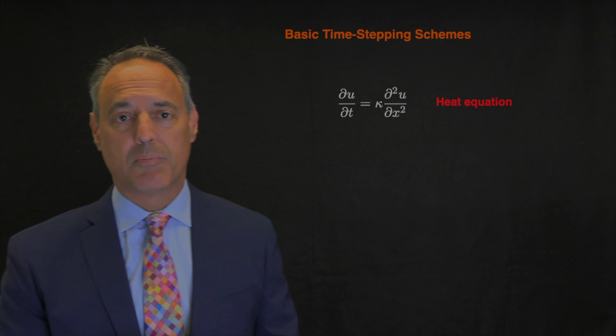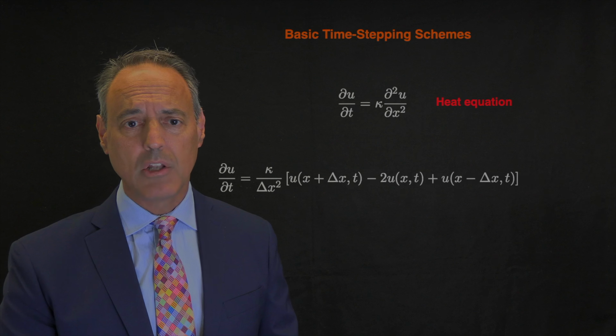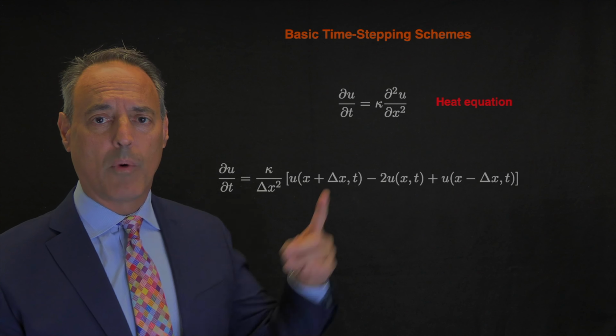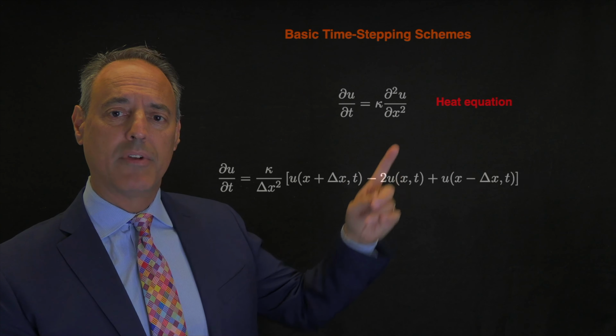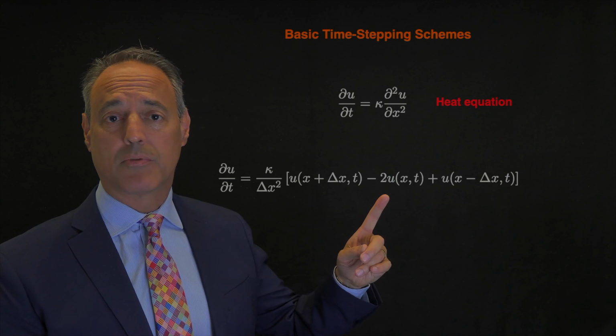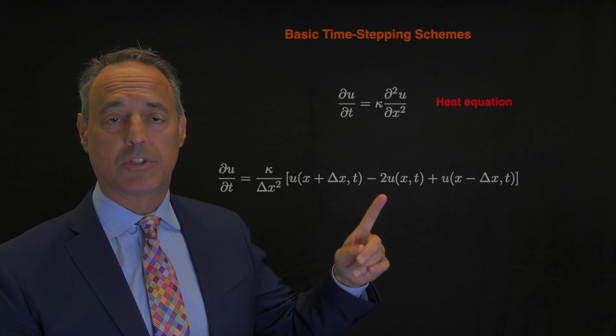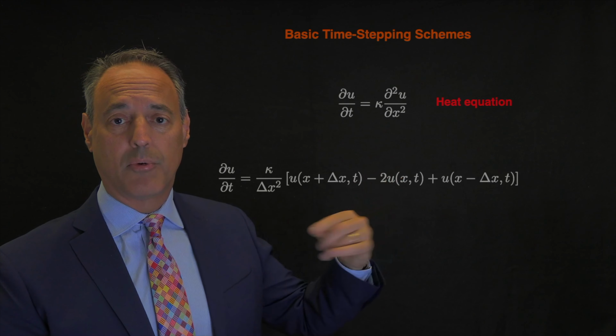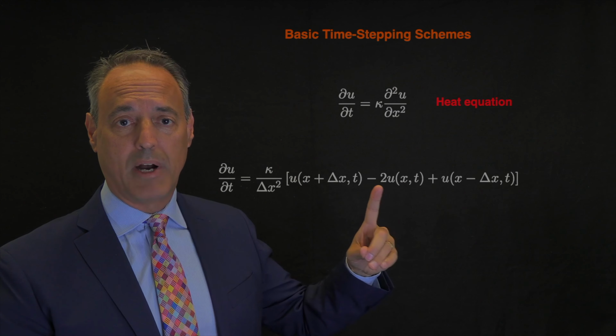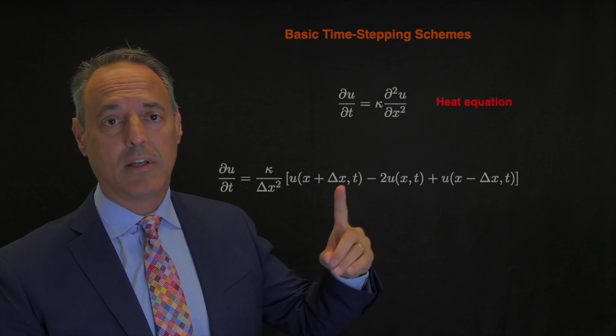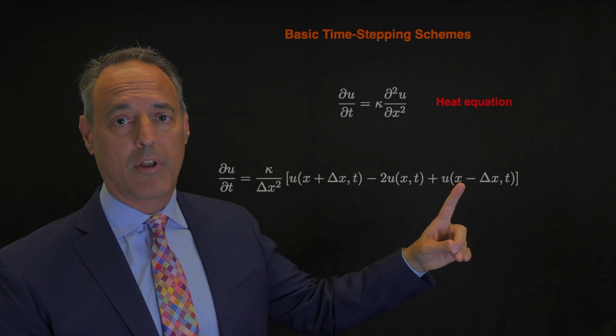So the first basic scheme we might look at is something like this, where what we're going to do is take the second derivative and use a center difference formula, a second order center difference formula, which says if you take two derivatives, the derivative formula says you have minus 2 of the current point you're at, one of the point in front, one of the point behind.